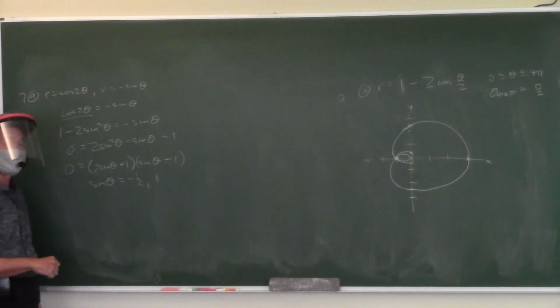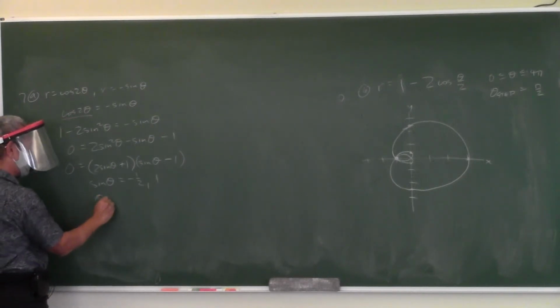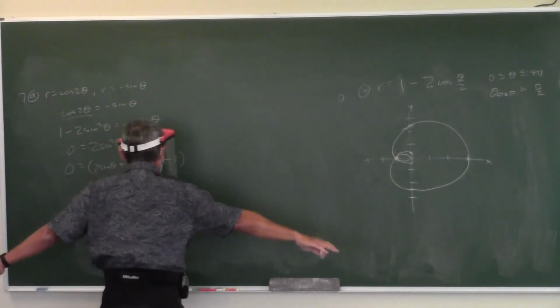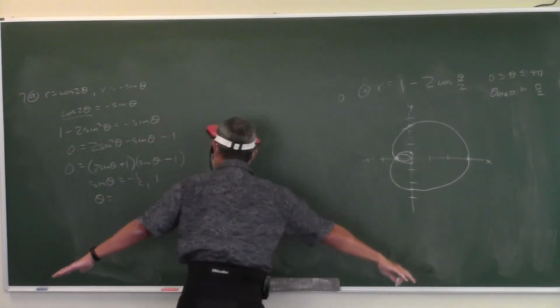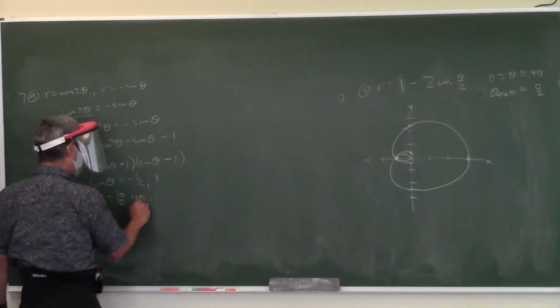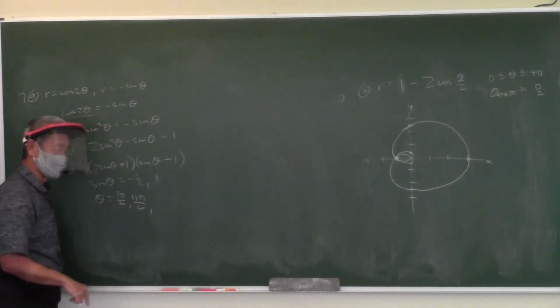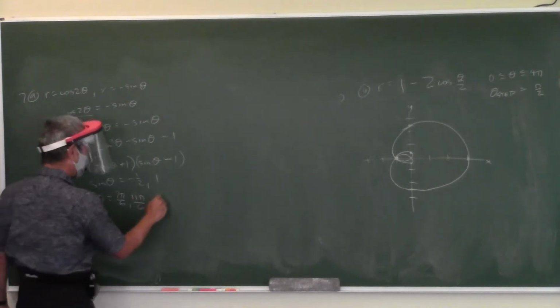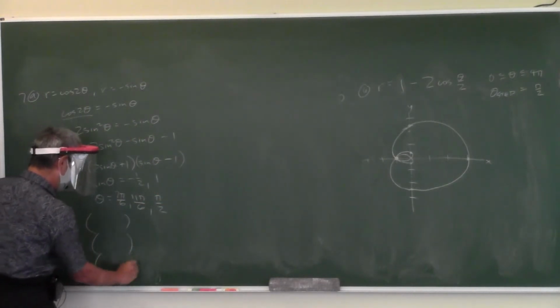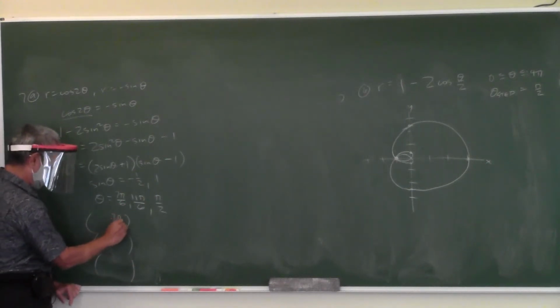These are all numbers that you're supposed to know. So sine of what angle is negative half? Wait, I want to get this on the camera. 7 pi over 6, 11 pi over 6. Sine of what angle is 1? Pi over 2. Now you've got to give coordinates now. So these are just the theta coordinates.